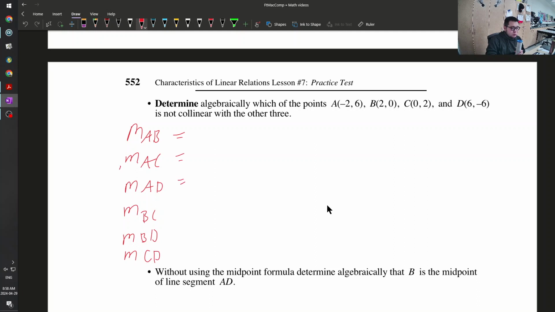Okay, AB, 0 minus 6 over 2 minus negative 2. What is that? Negative 6 over 4, negative 3 over 2. Hopefully I got these right.